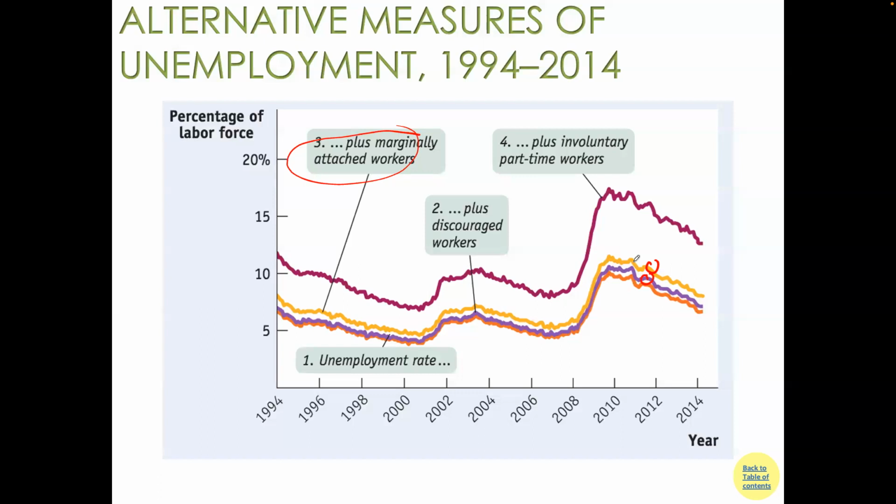Right? Now, finally, if we consider the involuntary part-time worker, then the gap is getting even bigger. Right? To summarize, the unemployment rate gives us a good indicator of the health of the labor market, but not sufficient. And we should look at the other 3 different types: discouraged, marginally attached, and involuntary part-time worker.